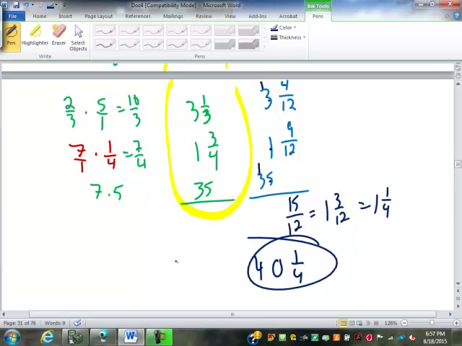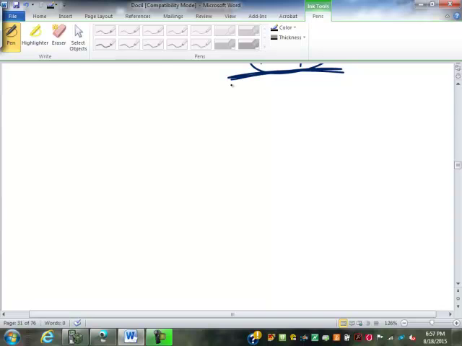Now, like I said, I'll never force you to do that. I don't dislike you guys that much. From here on out, we're going to turn them into improper fractions. One more example of that, and let's move on to division.